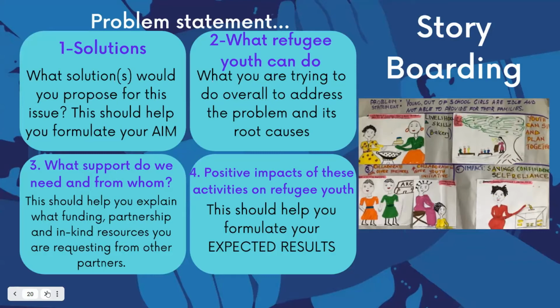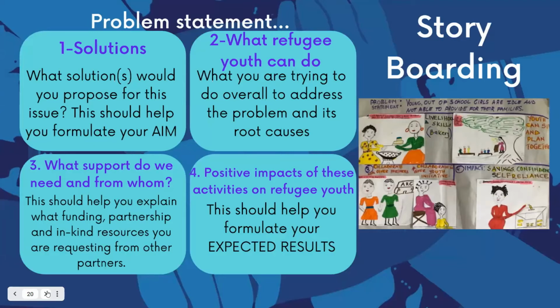If many young people are not able to have access to jobs, what is the solution you're providing? This particular box will help you to formulate the aim. What is the aim of the project that you want to do? Then the second box is what can refugee youth do? What you are trying to do overall to address the problem and its root causes. This next box will help you to identify what is the role of young refugees in solving this particular problem. The solution that you provide or the role that the different people have should be in response to the problem statement that you have highlighted.